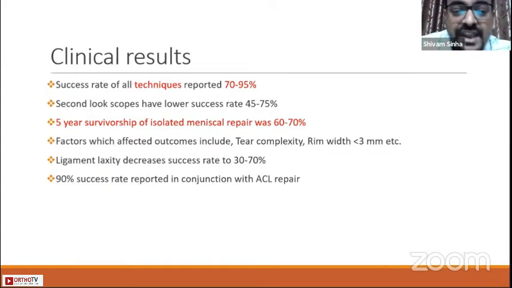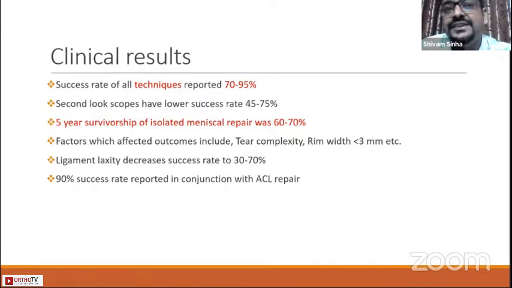When you do a second-look scopy, you find that the success rate has lowered, either because the pattern of the tear chosen was not correct, or the tear has not healed. It has reduced to 45 to 70%. Overall, five-year survivorship for an isolated meniscal repair ranges between 60 to 70%. Factors which affect outcomes include complex tear, rim width, and many others. If ligament laxity is not addressed, then the repair is likely to fail and the success rate drops further.